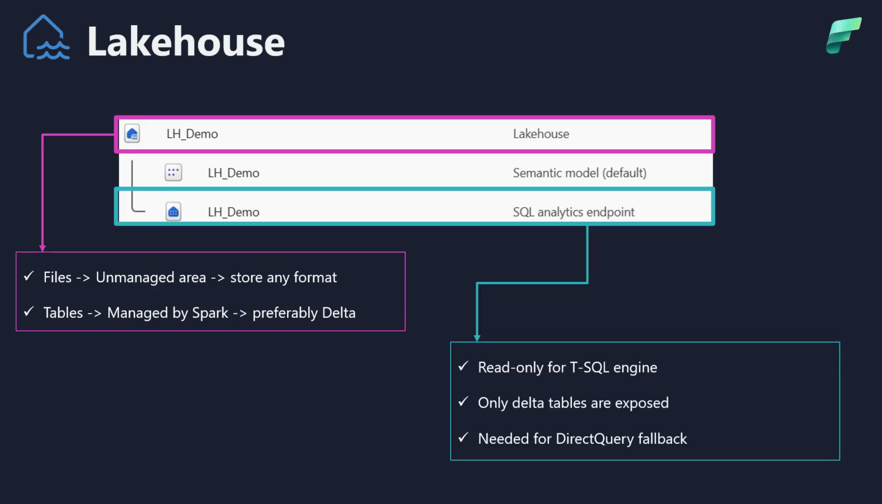The SQL Analytics endpoint is a read-only point to which you can connect and query the data with T-SQL language. Keep in mind that only Delta format tables from the lakehouse are exposed through the SQL endpoint. This one is needed for direct query fallback behavior that we are going to examine later in this video. Finally, a default semantic model is an automatically created data model based on the tables in the lakehouse. Power BI reports can be built on top of this semantic model.